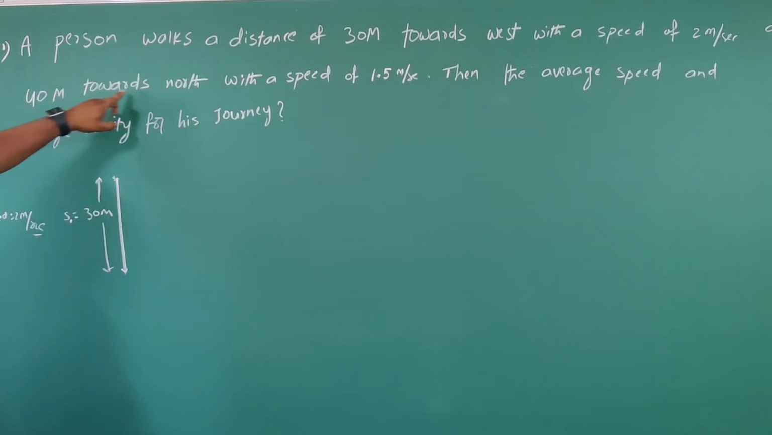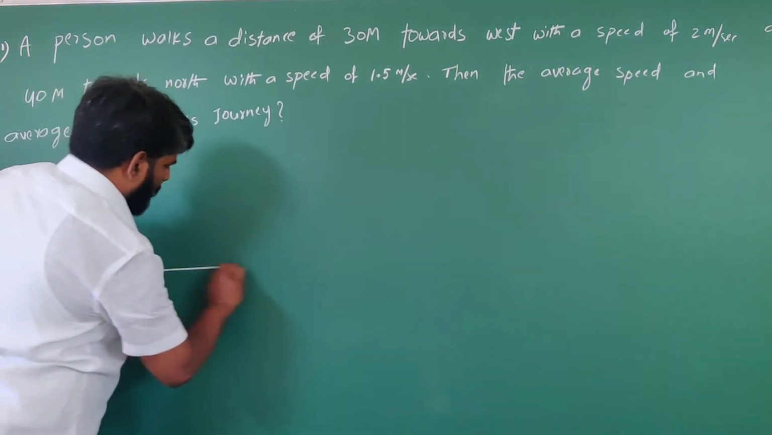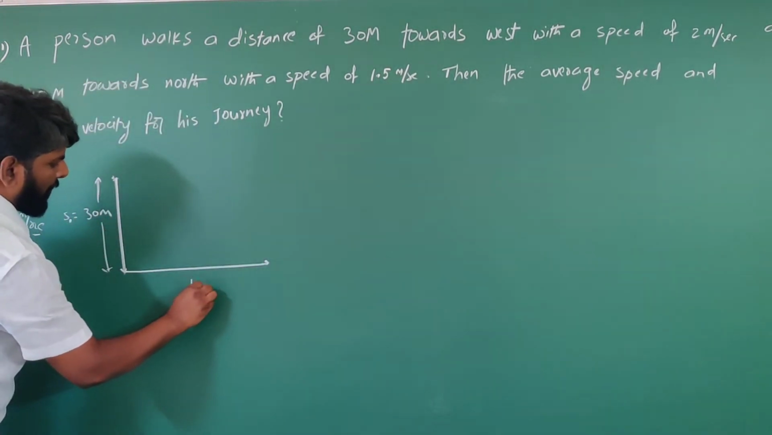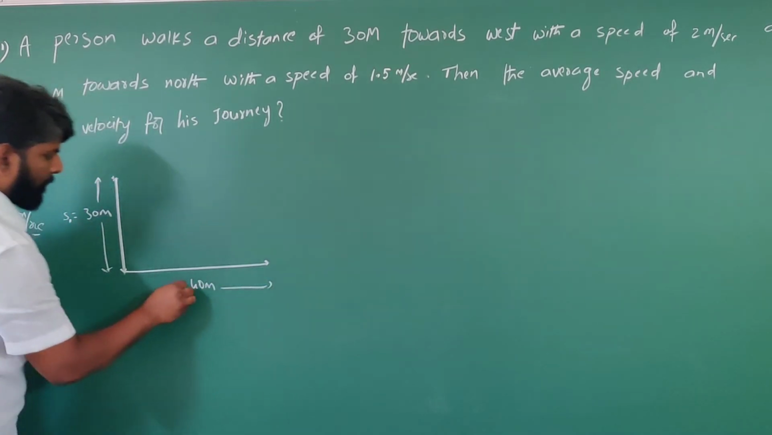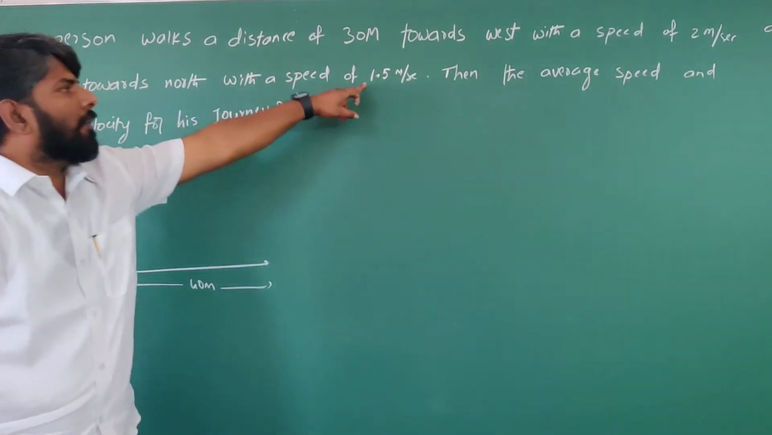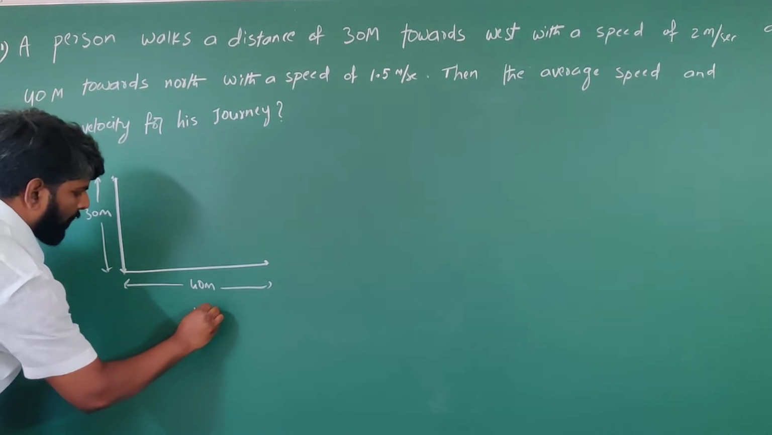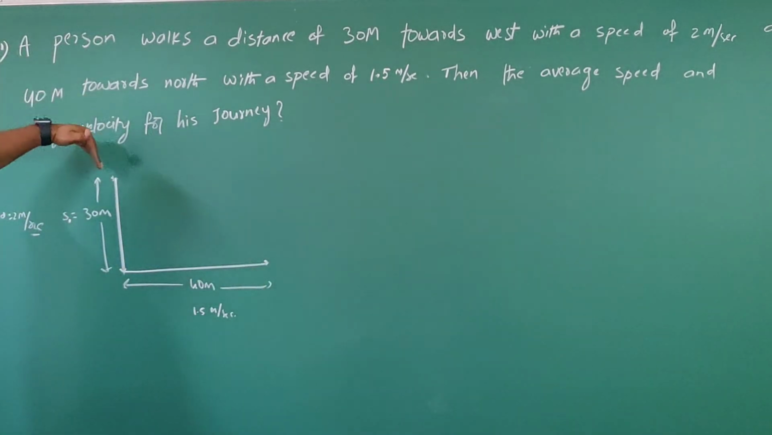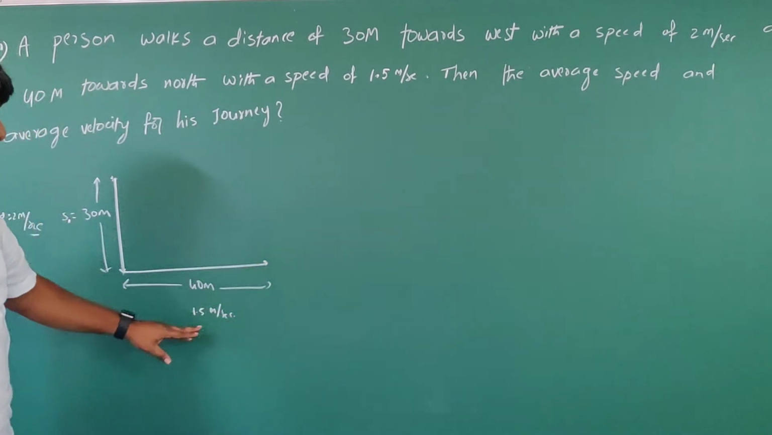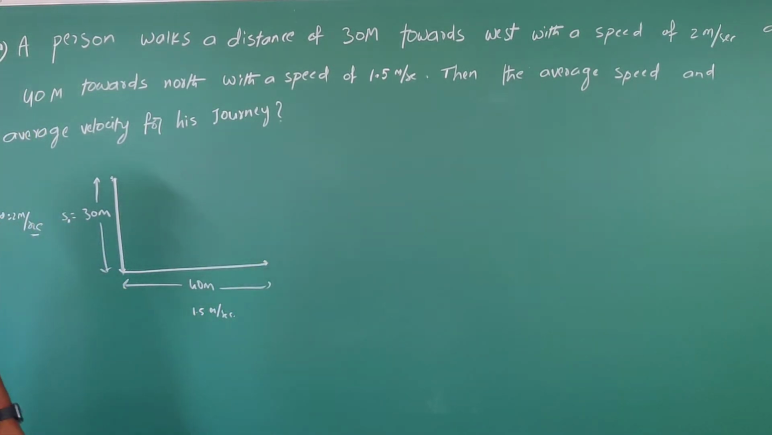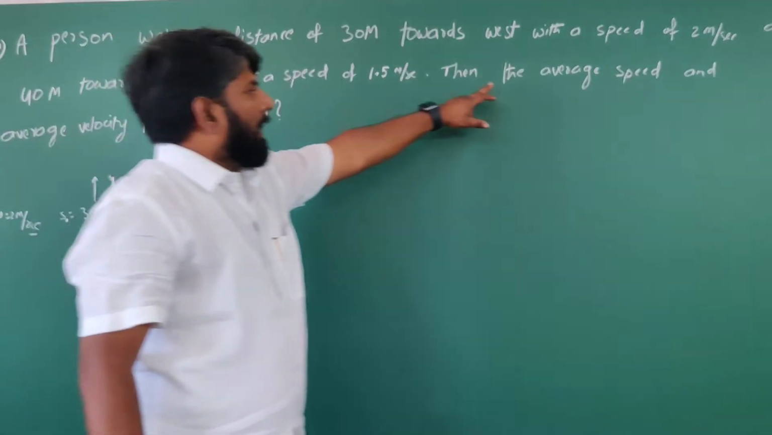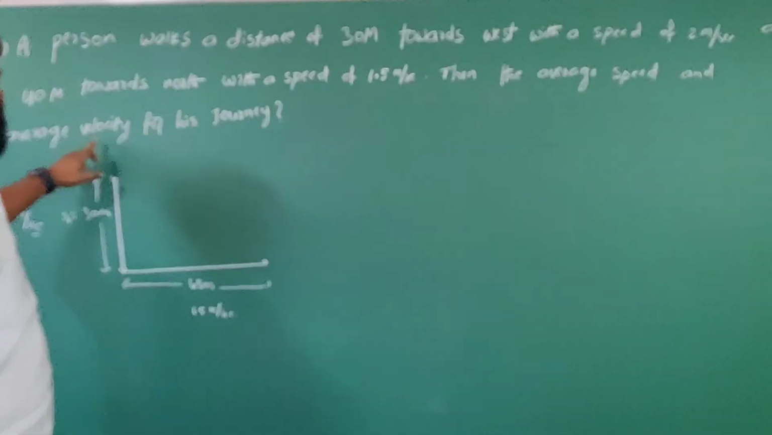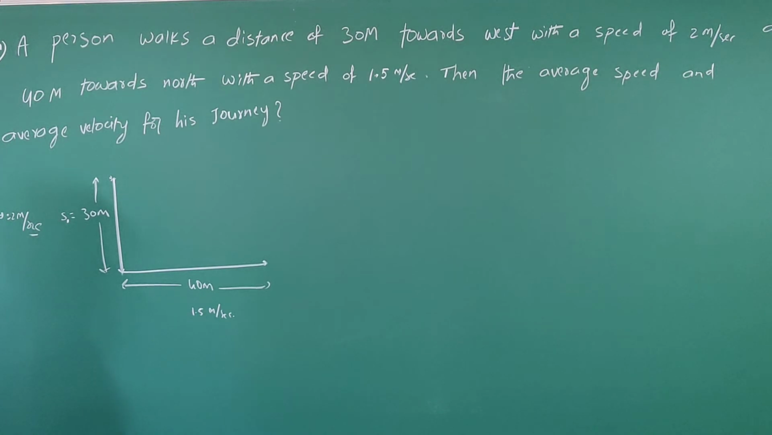And 40 meters towards north. That means from here to this side, 40 meters towards north, with a speed of 1.5 meters per second. So first 30 meters west with a speed of 2 meters per second, and then 40 meters north with 1.5 meters per second speed. Now find the average speed and average velocity for his journey.